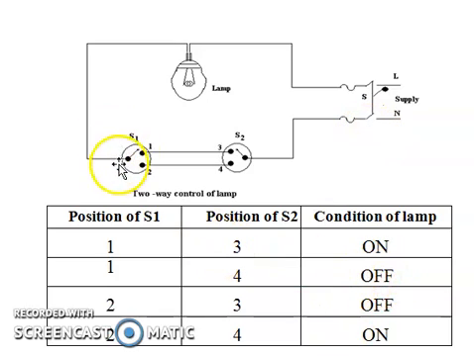In the reverse case, when switch number 1 is connected to position number 2 and switch number 2 is connected to position number 3, like this, here switch number 1 is connected to here, then how will the power supply come? Like this it will come here, but switch number 2 is connected to 3, so again there is an open link, no power supply completion, and the lamp remains off.